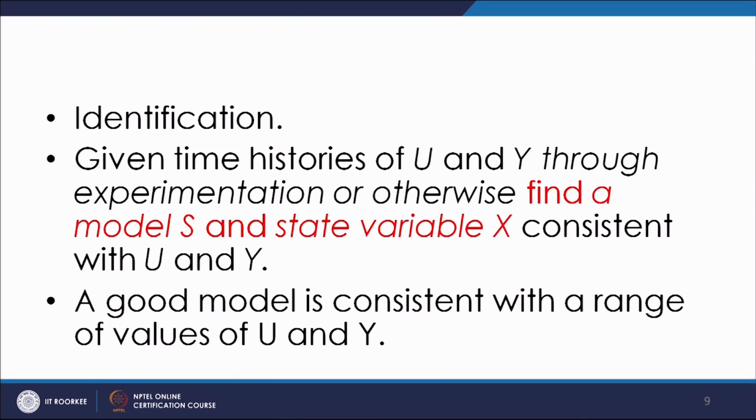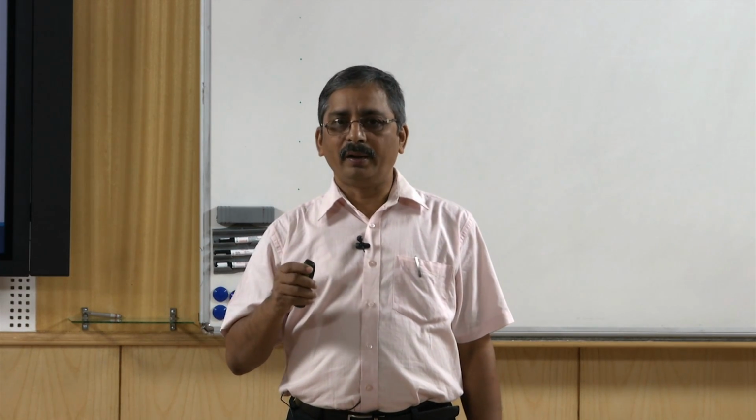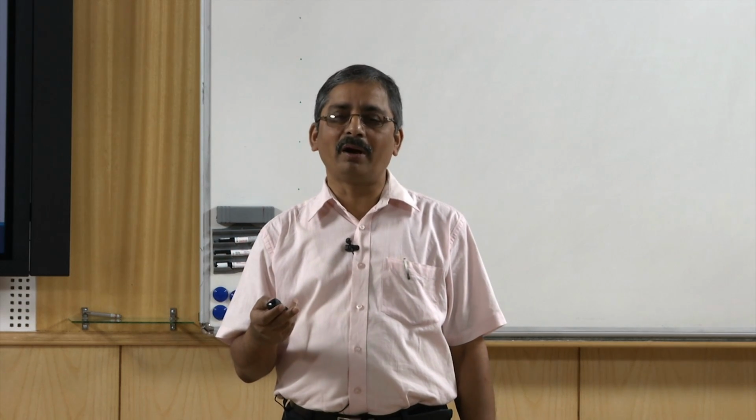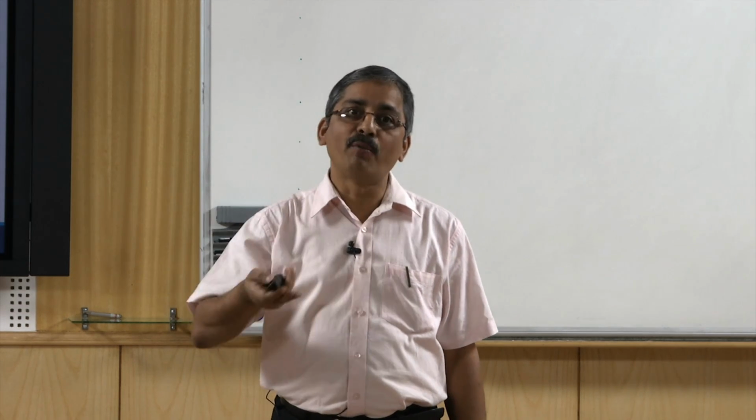So for a given time history of u and y, through experimentation or through some other means, the task in identification is to find the model S and the state variable x consistent with u and y. So here in identification we try to identify the state variable x of the model and the dynamic model itself.